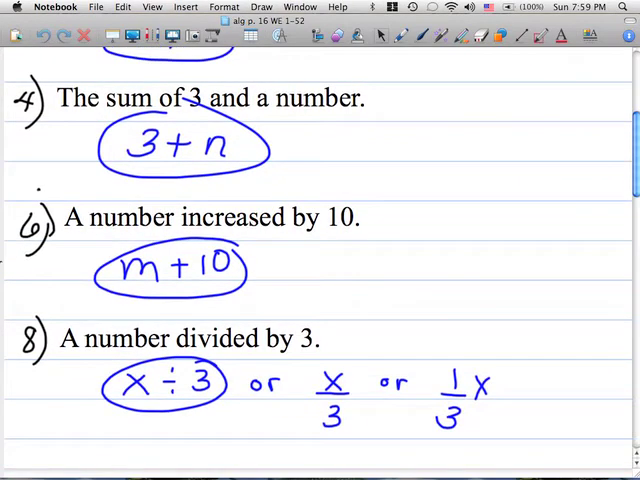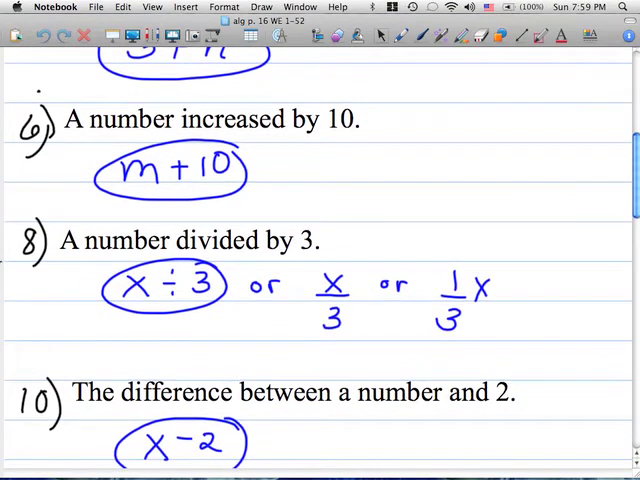Problem number 6, a number increased by 10. I need a variable to represent a number. I chose m. Increased by means to add. And remember, if you don't know which operation to use, keep your notebooks handy. So m plus 10.